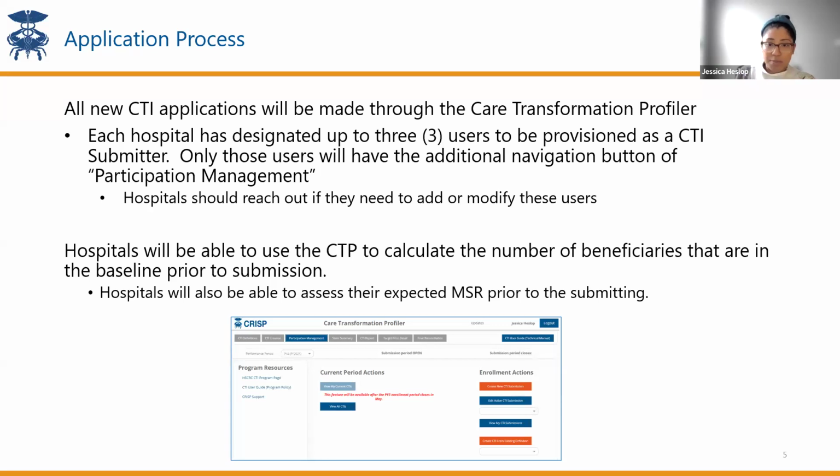In the CTP, which we'll demonstrate in just a few minutes, hospitals are able to get some very high-level baseline information about their definitions, so they can see number of beneficiaries and total payments that are available, and that can be utilized to help people tweak or confirm the intention of that CTI definition and what was inputted in the system. Additionally, because you have that baseline volume available to you, hospitals are also able to assess their expected minimum savings rate across all their CTIs.